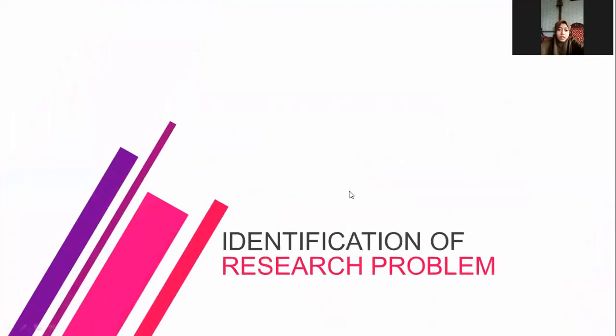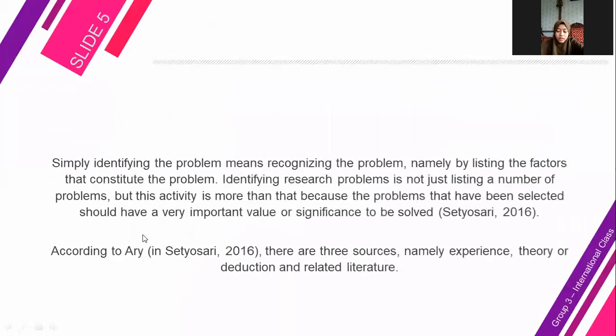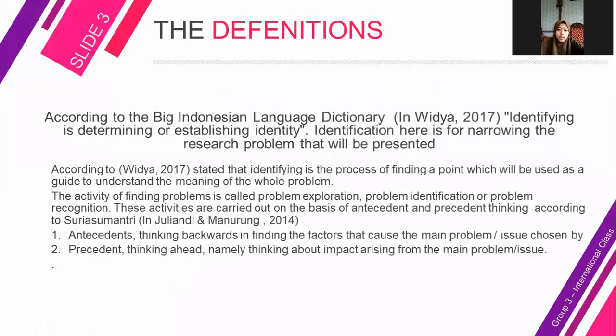Thank you, the moderator. I will explain the first material, which is about the definition of identifying research. After a problem has been found or confirmed, the next step is to identify the problem to find the main problem that will be used as a research problem. Based on the big dictionary, identifying is determining or establishing. Identifying here is for narrowing the research problem that will be presented.